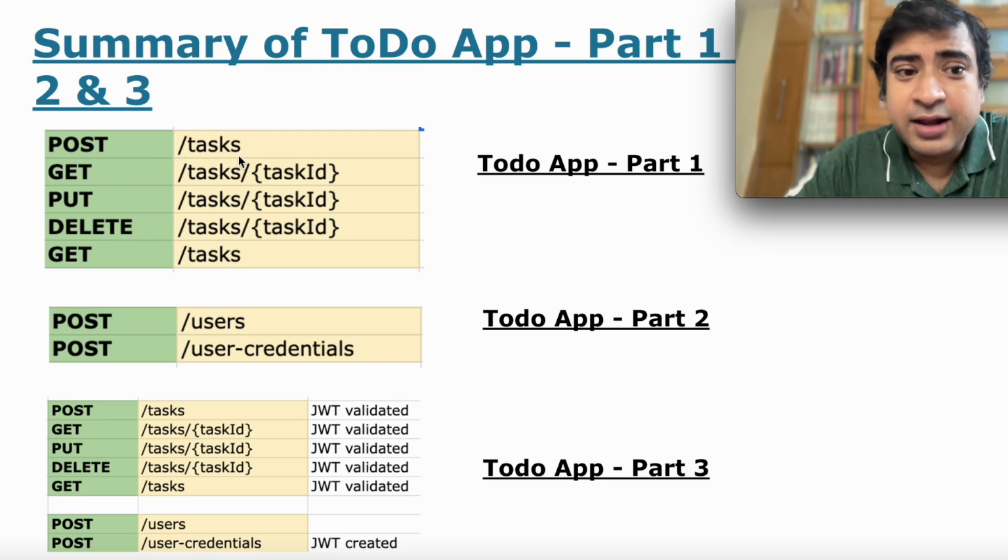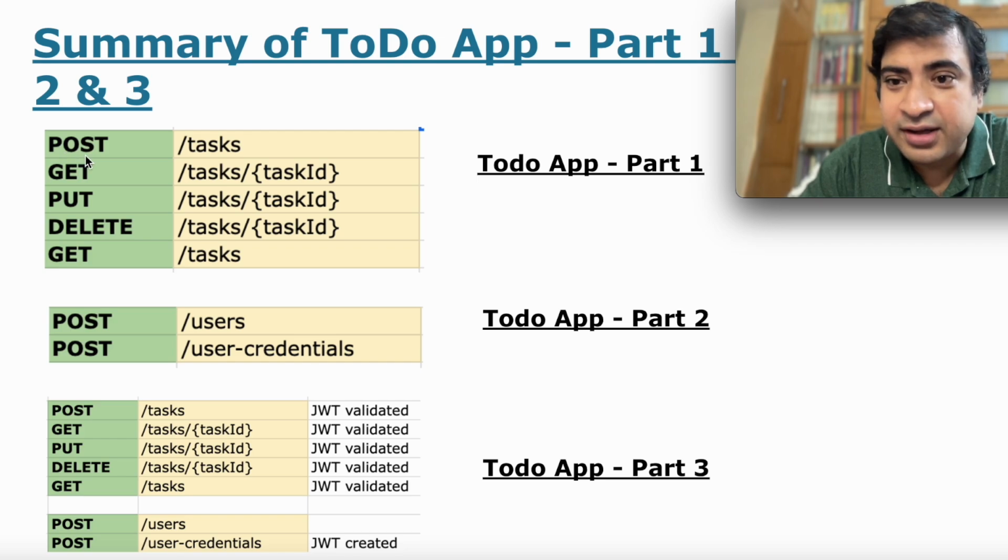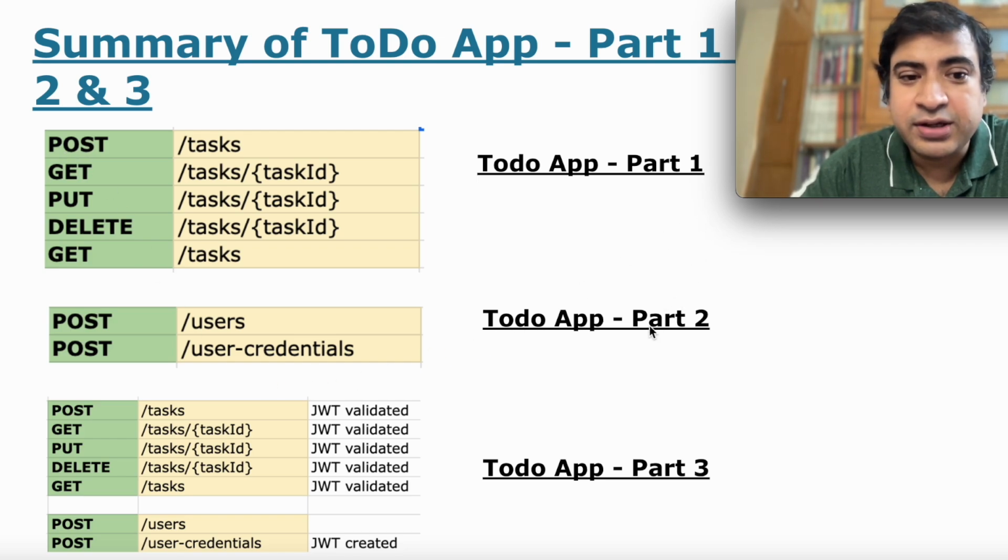And note that all these endpoints have been created using the best practices of REST naming, which means that the endpoint names are nouns and the HTTP actions are the verbs. And then part 2 dealt with creation of the user and verification of user credential. And in part 3, we saw how we created the JWT during user credentials endpoint. Once the user credentials are authenticated, then the JWT is created.